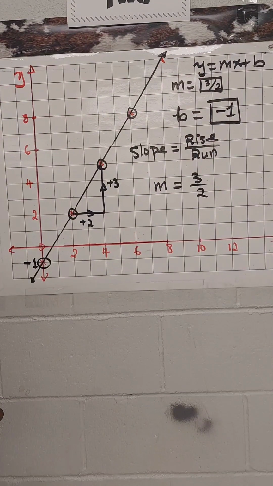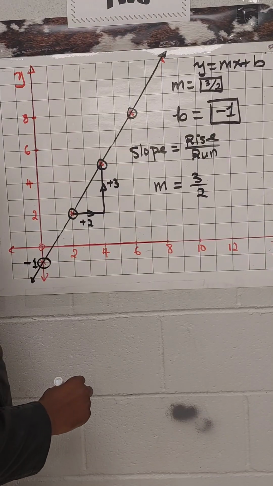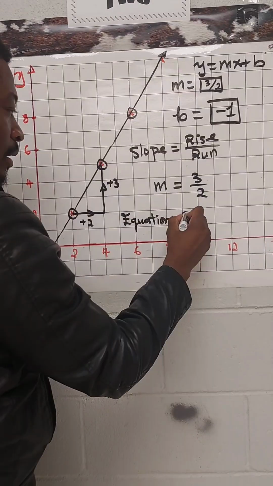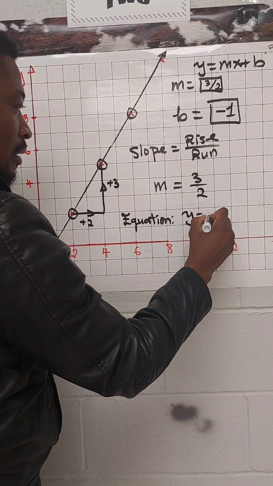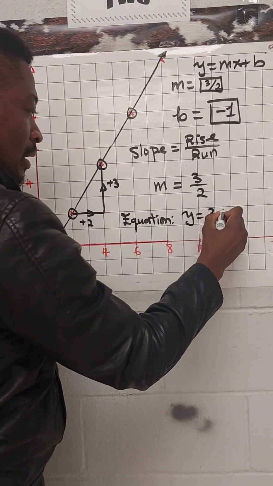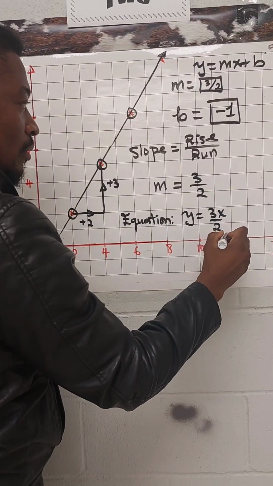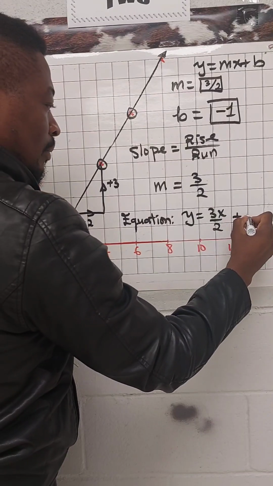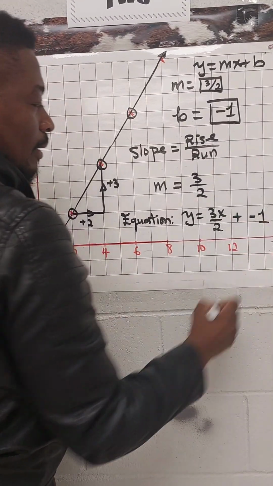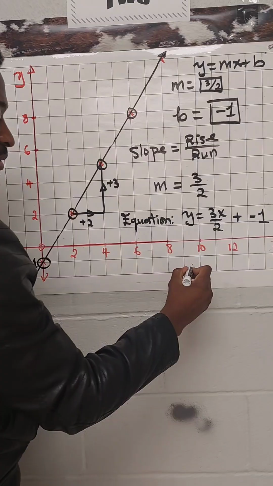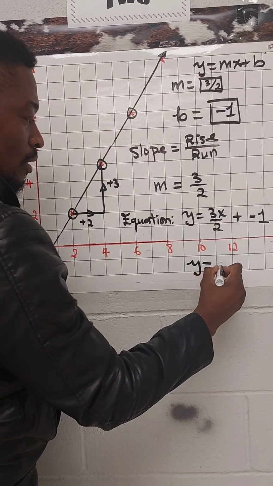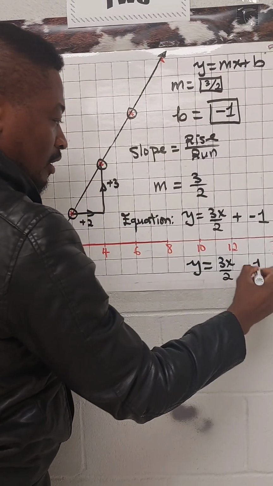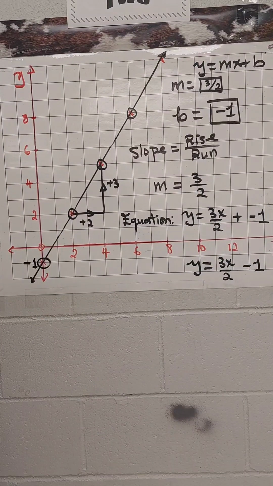Okay, now I know my slope and I know my y-intercept. I can write the equation in this form. So the equation will be y equals 3x over 2 plus negative 1. This equation can simplify to y equals 3x over 2 minus 1, because adding a negative number is just the same as subtracting.